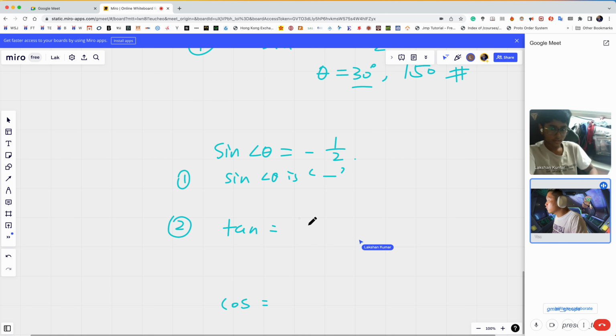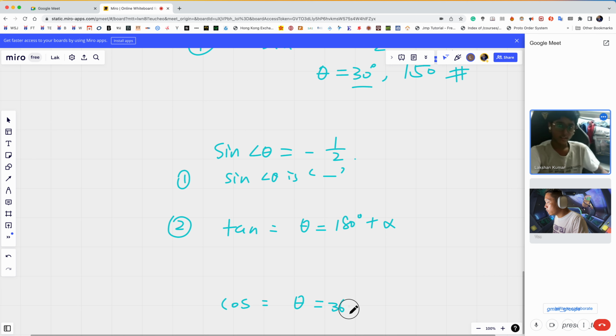Yep. Okay. So for tan, what's the formula? Tan is 180 plus alpha. Very good. And cosine is 360 minus alpha. Very good. Okay. So this is our step two.